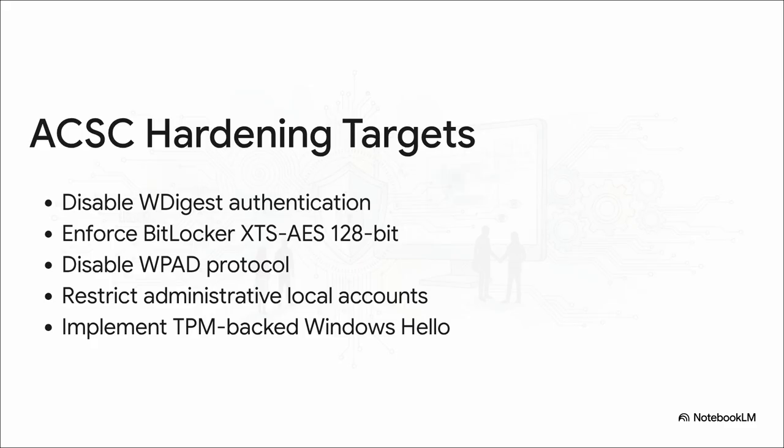And just to give you an idea of how deep this rabbit hole really goes, here are a few more of the ACSC's top priority targets for enterprise hardening. They recommend totally disabling WDigest authentication so your passwords aren't just sitting cached in plain text in the system's memory. They push for TPM-backed Windows Hello, enforcing super strong BitLocker XTS-AES 128-bit encryption on all your drives, and disabling older protocols like WPAD, which have honestly suffered some pretty severe vulnerabilities over the years. Basically, it requires serious, thoughtful configuration to truly secure a Windows 11 environment.